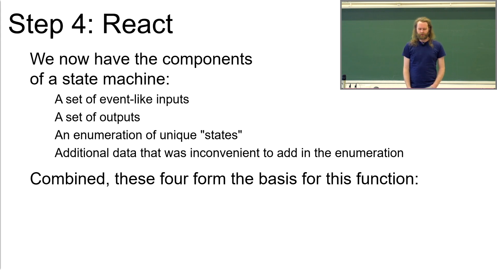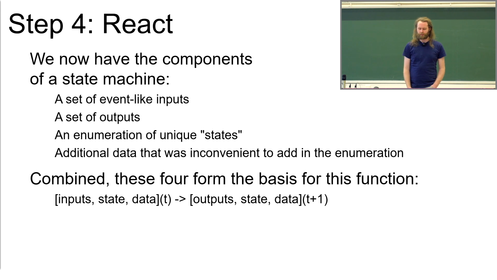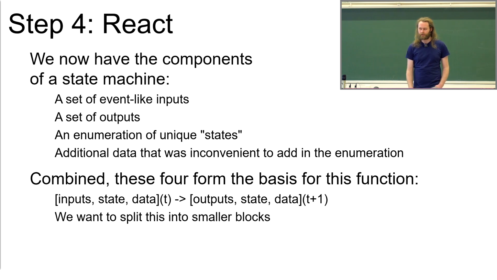So we have four things here, and there is some function that maps between them. We have the inputs, the state, and the data at some time t, and from those three things, you generate the outputs and the next version of the state and data. The problem is that this function is pretty big, so we need to split this into smaller blocks. And the question is, what are those smaller blocks? How do we split this giant function into lots of smaller functions? And how do we make it look good in code? And how do we make sure that we understand it? And all of that good stuff. And what does good code mean? But we'll get to that one.